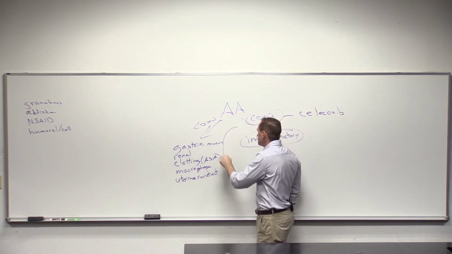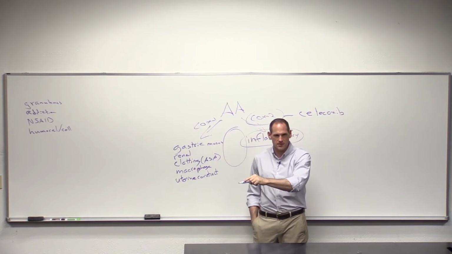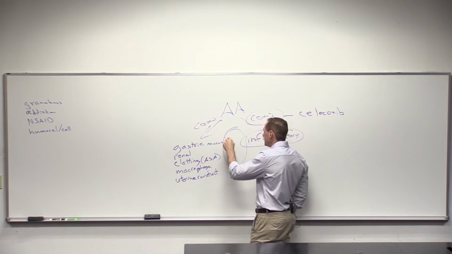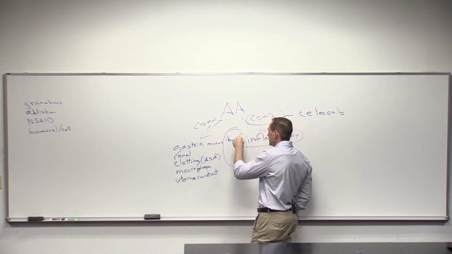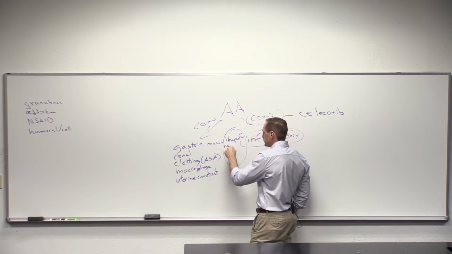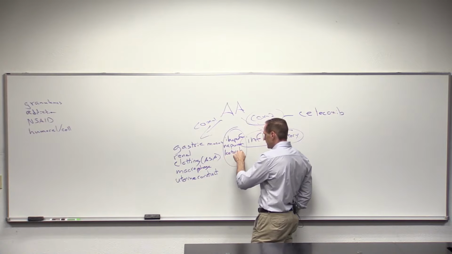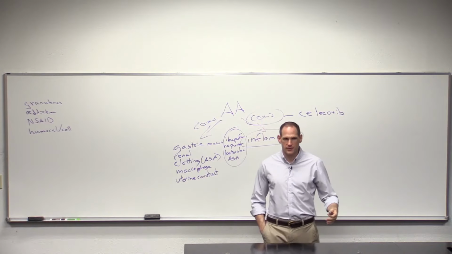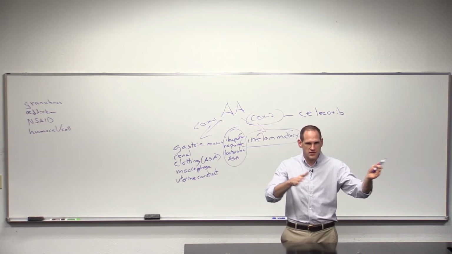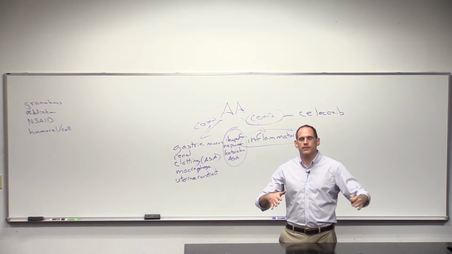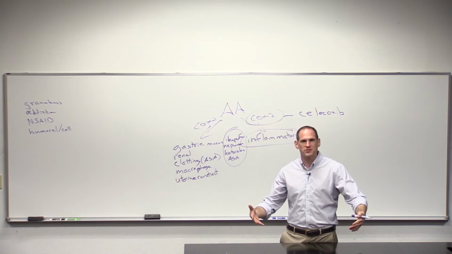All of the others inhibit both, so we draw them in the middle. Ibuprofen, naproxen, ketorolac, and aspirin. Now, there's a whole bunch of others with varying degrees of selectivity, but we're not going to talk about those in this course.